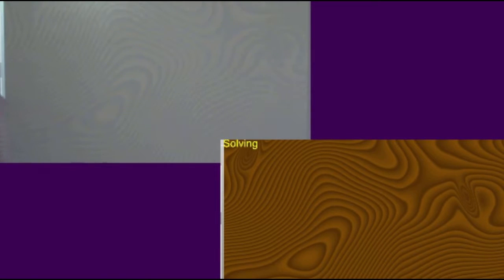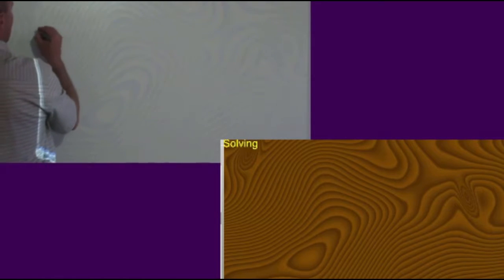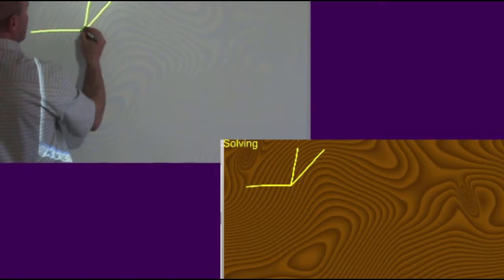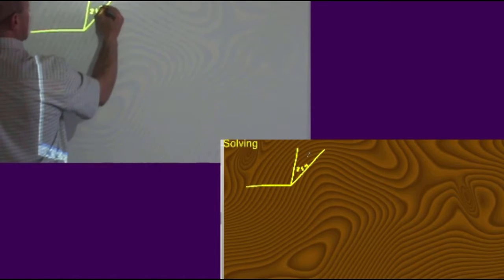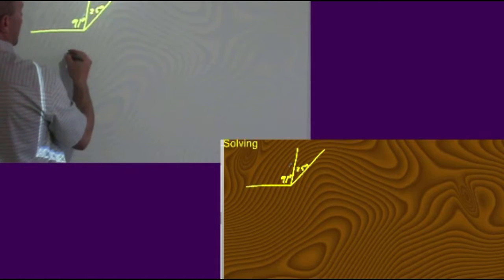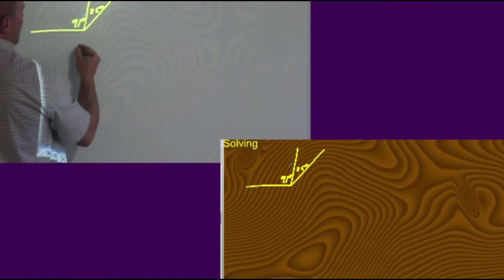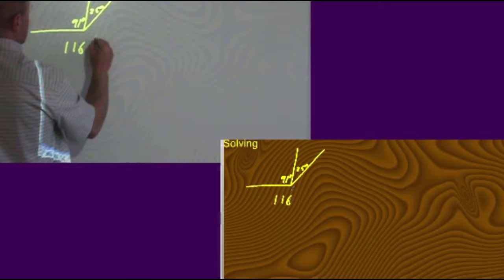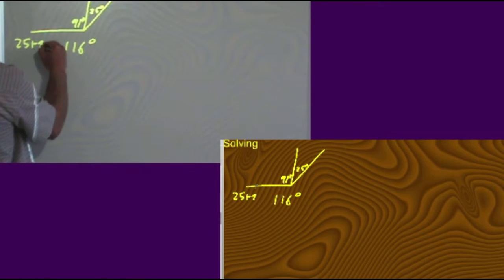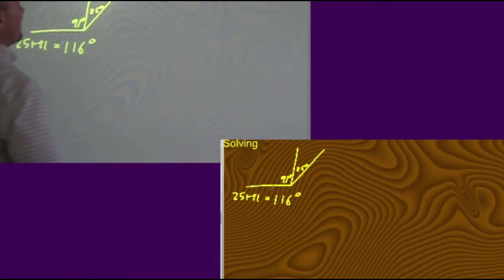And last but not least, solving. Let's just use some common sense on this type of situation. If I say that this is 25 degrees, this is 91 degrees, then the measure of the big angle is 25 plus the 91, so that'd be 116 degrees there. That's just simply small angle plus small angle. 25 plus 91 is equal to 116.